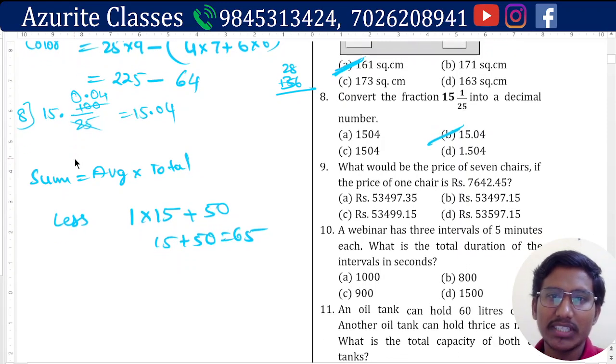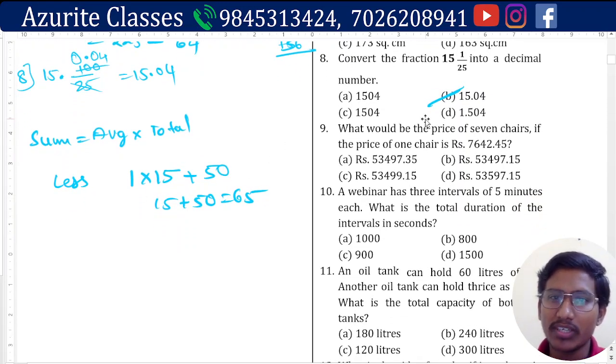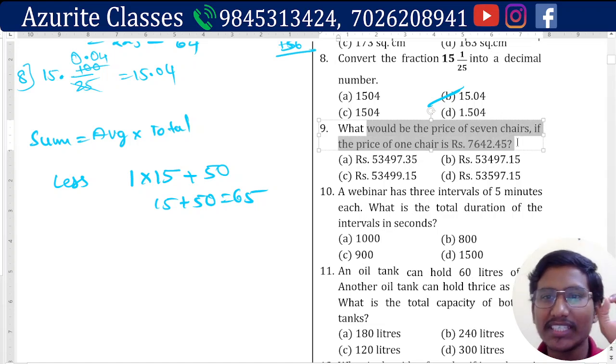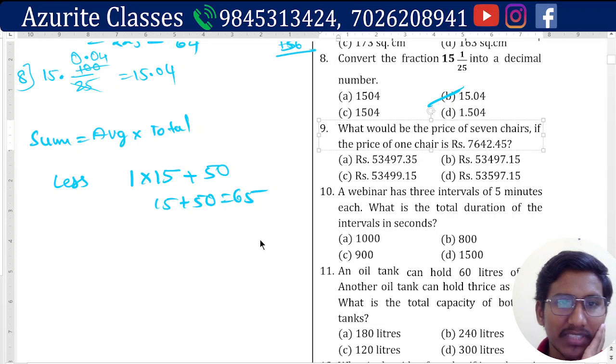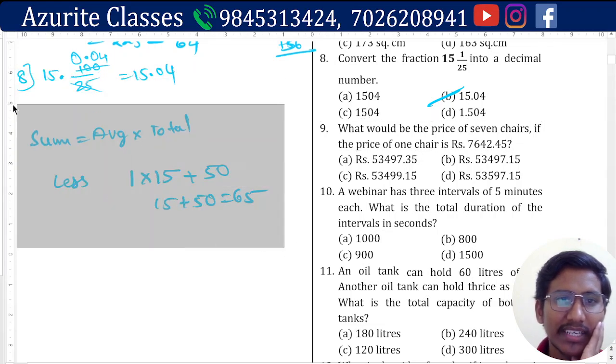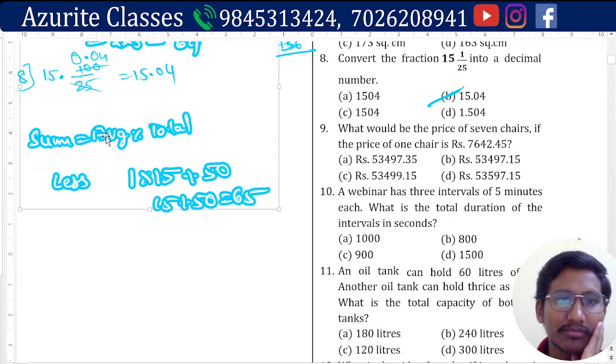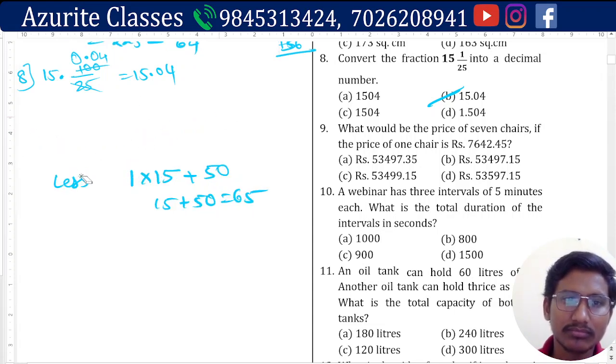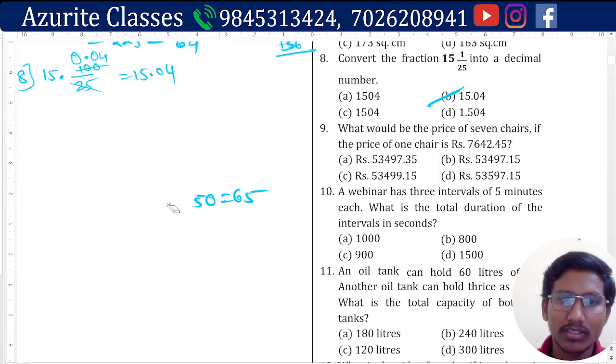So, the ninth question. What is the ninth question now? What would be the price of 7 chairs if the price of one chair is this much? Directly multiply, right? What do you have to do? Directly multiply. Okay now? Okay. So if you see here, the ninth question.